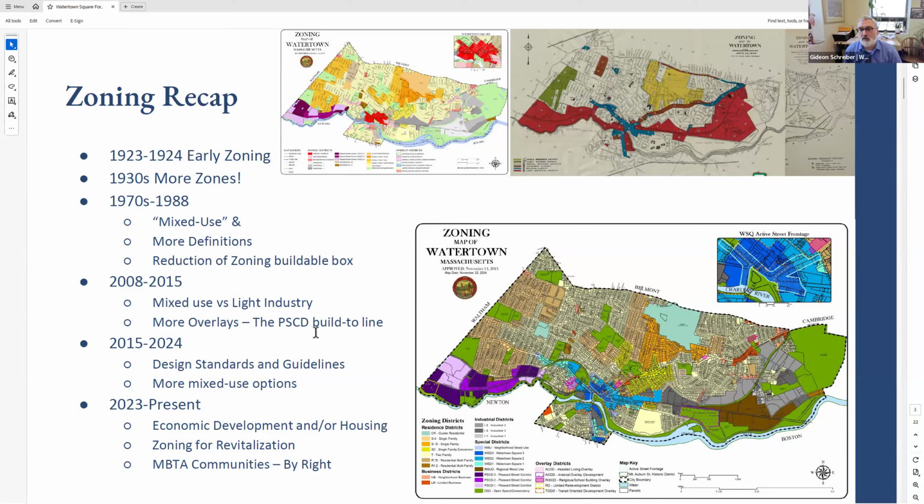Starting in the 2000s, we started looking at conceptual ideas of form-based light. Unfortunately, sometimes graphics were a barrier to new modern day zoning.